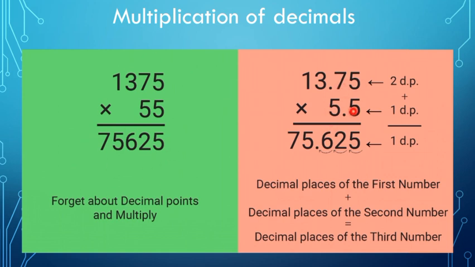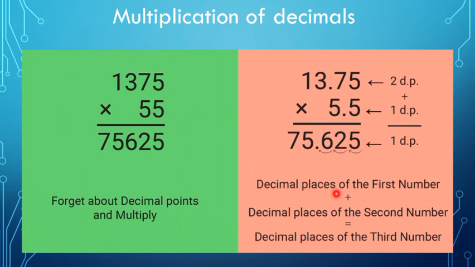Now consider the decimal point. As you can see, there are two places after the decimal point in the first number and one place in the second. You have to count the number of places after the decimal point. That is 1, 2, 3. 3 places are there, or you can add, 2 places and 1 place, so 2 plus 1 is 3 places. So you have to shift the decimal point 3 places to the left. So 75.625. This is the answer. So 13.75 into 5.5 is 75.625.